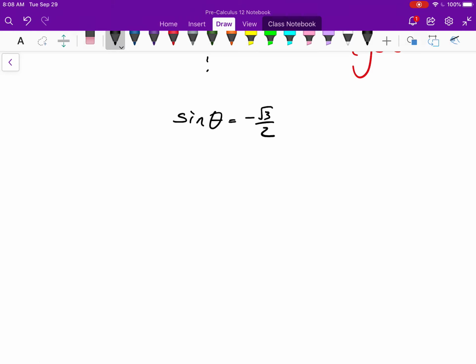And I've already found 2 of my solutions. I already know that one of my solutions was 4 pi over 3. That's my first positive solution. I know my next positive solution was 5 pi over 3. But it goes on. So how do I find more?